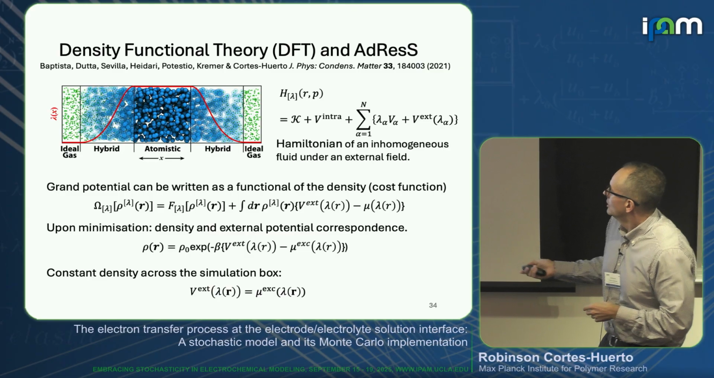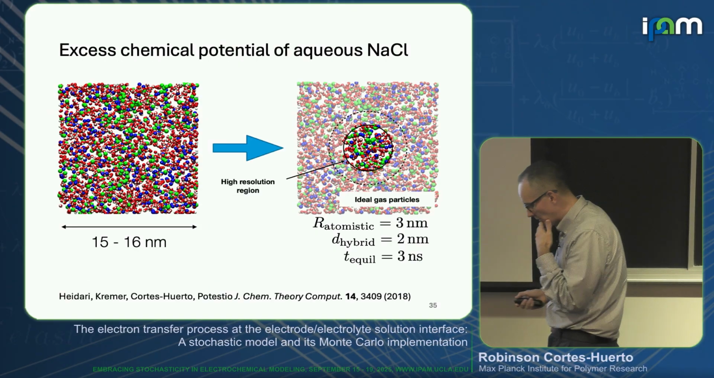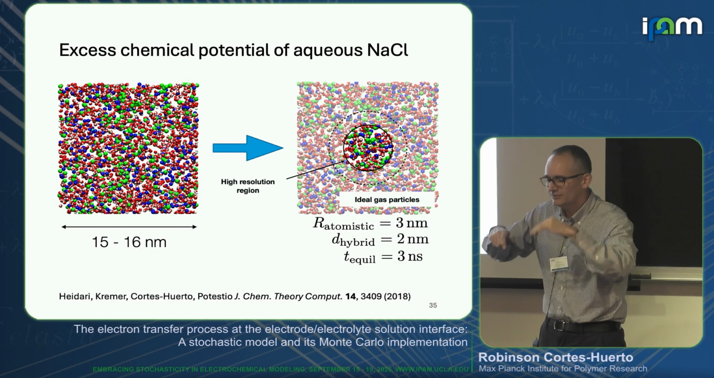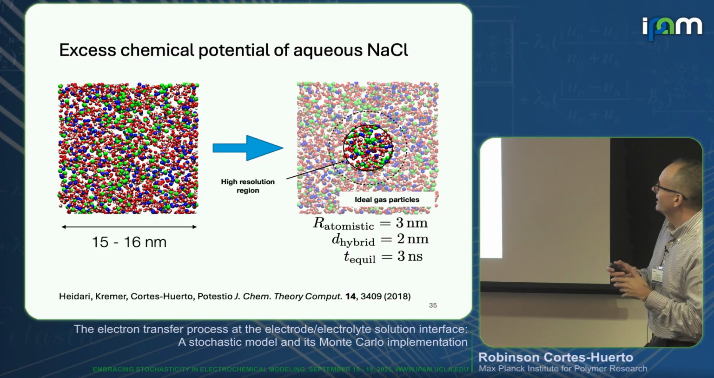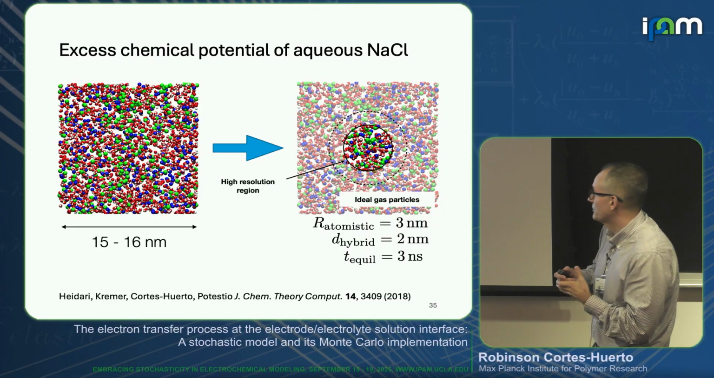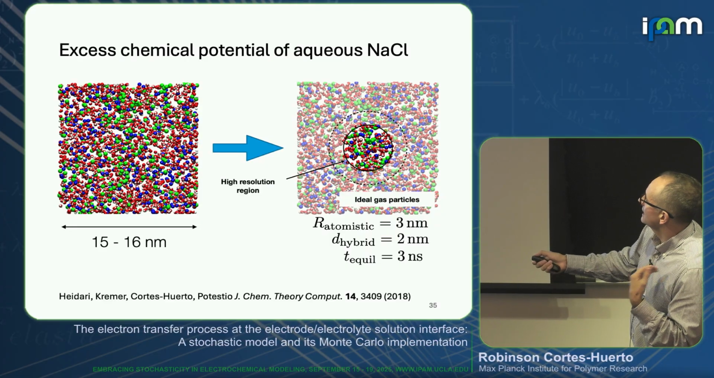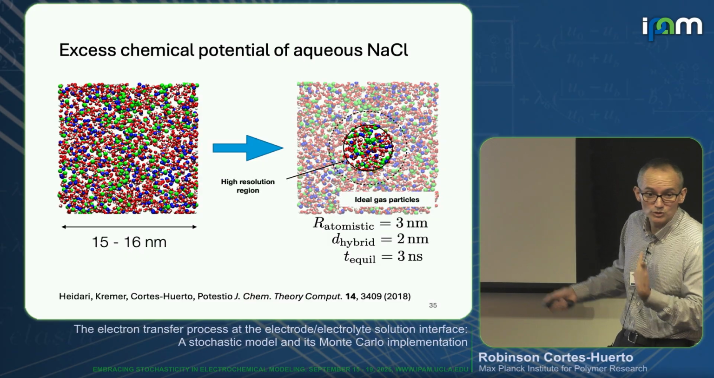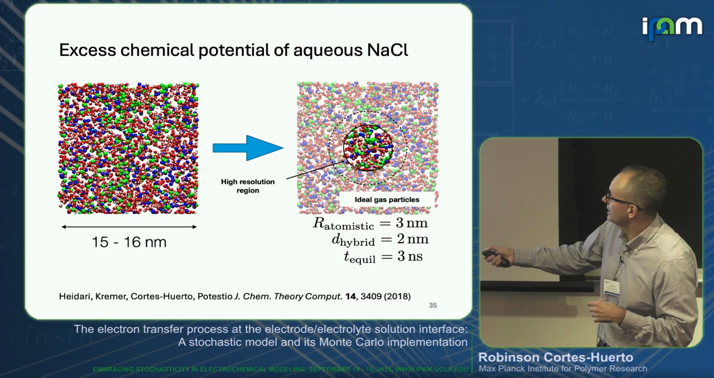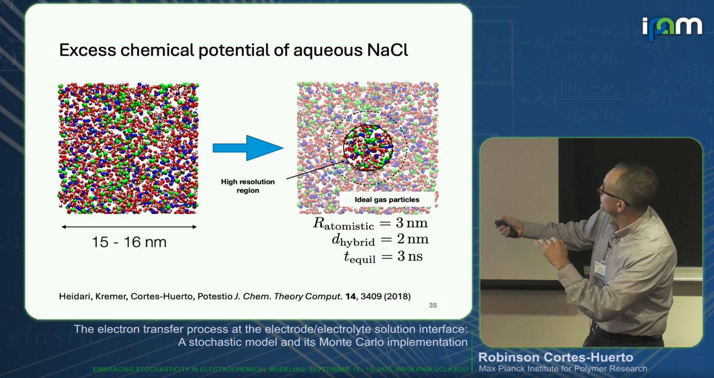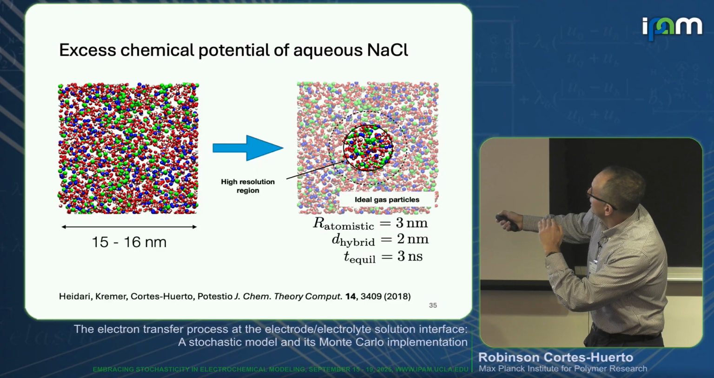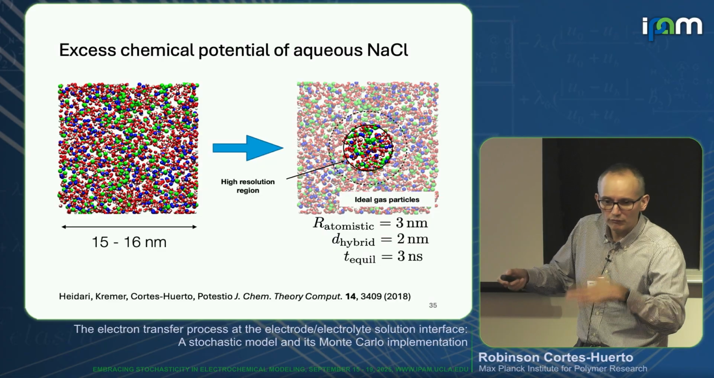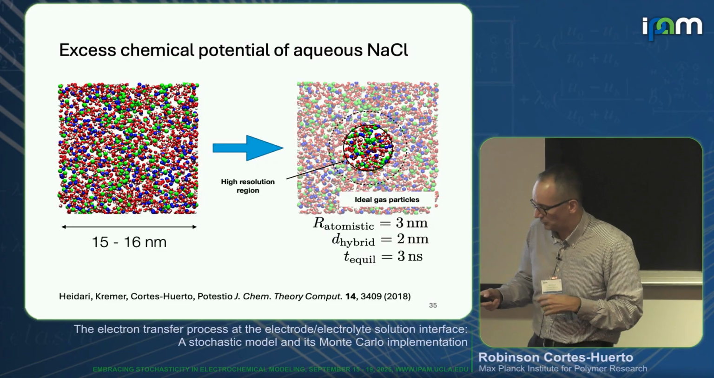The example that we are most proud of till now, there will be something later that will be even greater, is the excess chemical potential of aqueous sodium chloride. This is how the simulation box looks in this case. We start with an atomistic simulation, and then we define these areas: atomistic, ideal gas, and the hybrid region. In this hybrid region is where we compute the forces to make a flat density profile.